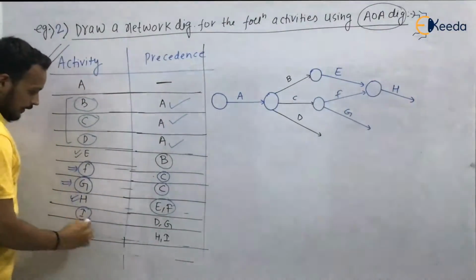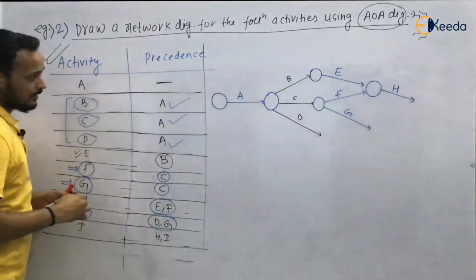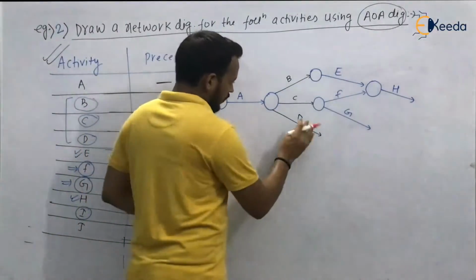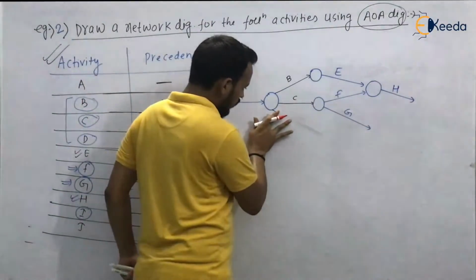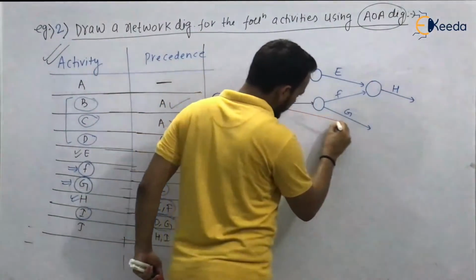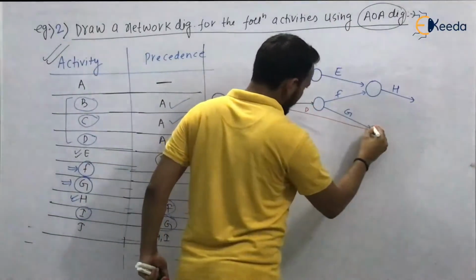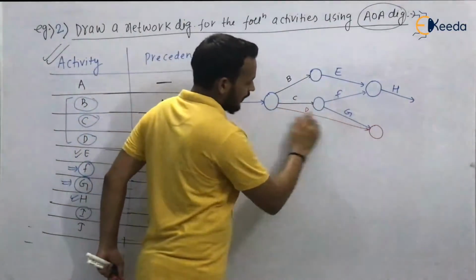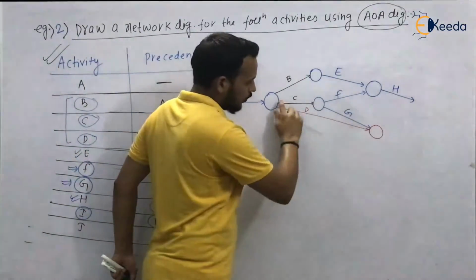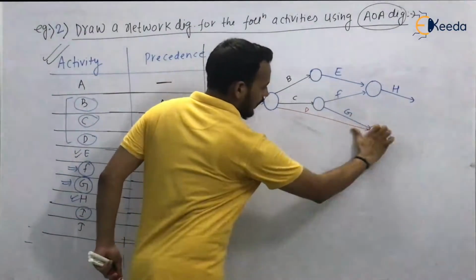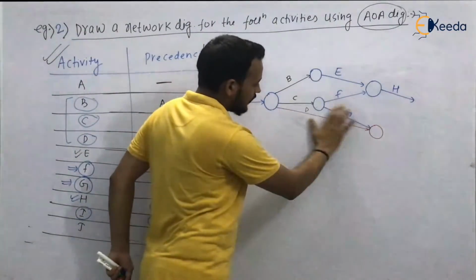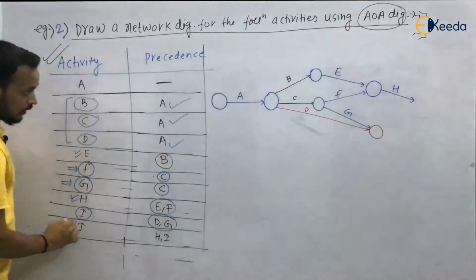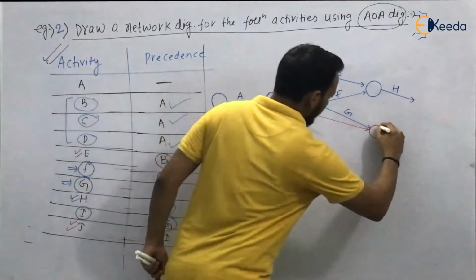Now for I, the precedence is D and G. So you have to make activity D longer. Look at this: C, G and D. This is not a loop. For making a loop, D would have to come backward. So this is not a loop. This is correct. And now you have to take activity I.